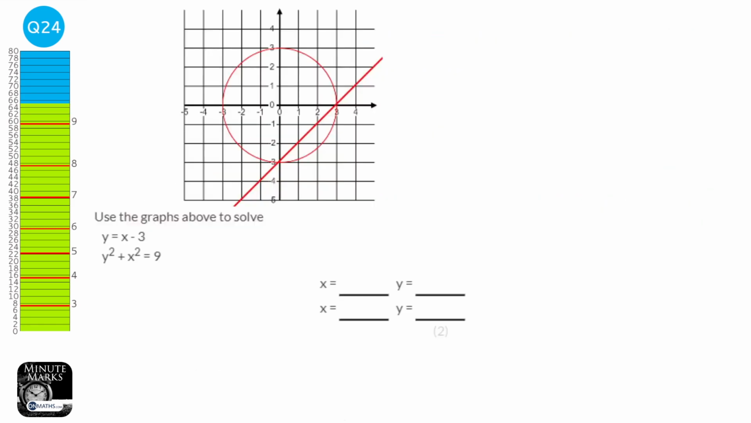When solving simultaneous equations, when you have the equations drawn graphically, the solutions are just where the two lines cross. So we've got a solution here and a solution here. So the first solution is that x is 0 when y is minus 3, and our second solution is that x is 3 when y equals 0.